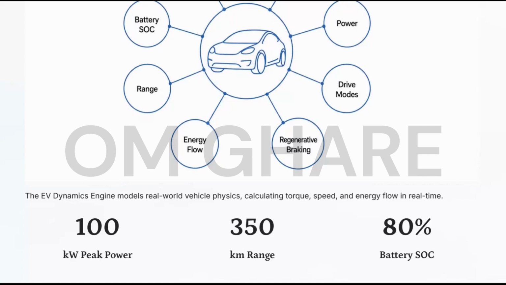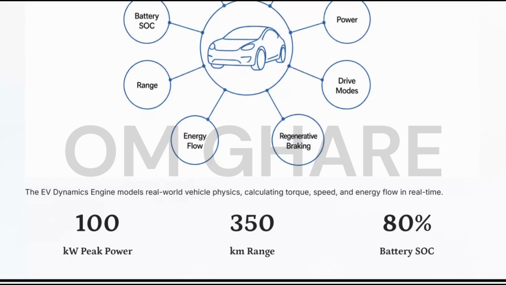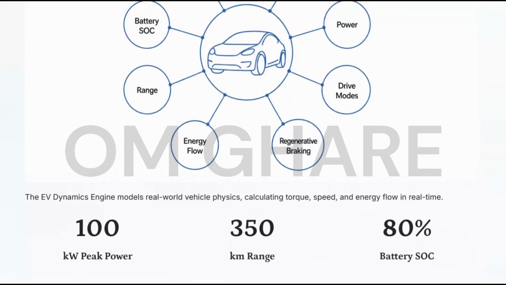These values demonstrate the type of information that would typically be displayed on the EV dashboard. Overall, the EV dynamics engine transforms the simple sensor input into realistic vehicle behavior, making the dashboard much more meaningful than simply displaying the raw values.